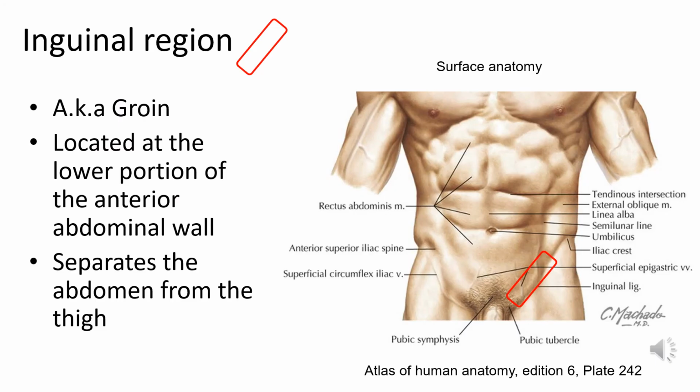The inguinal region, also known as the groin, is the area at the lower portion of the anterior abdominal wall, with the thigh inferiorly, the pubic tubercle medially, and the anterior superior iliac spine superolaterally. It is the location for the inguinal canal.